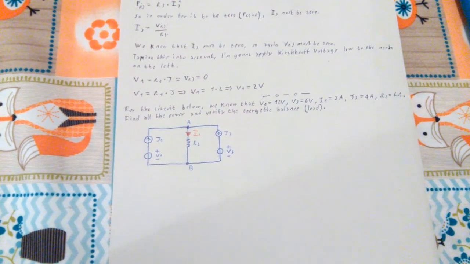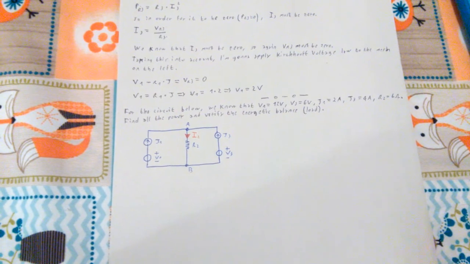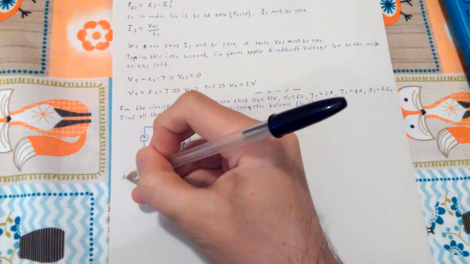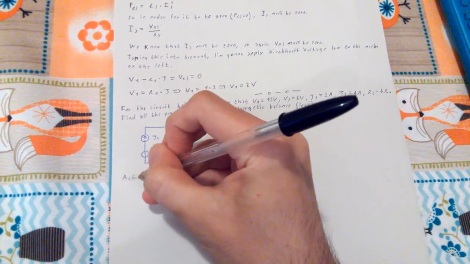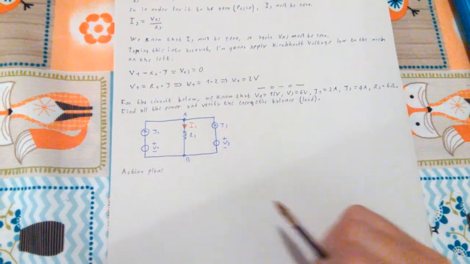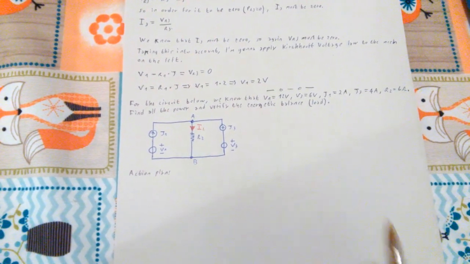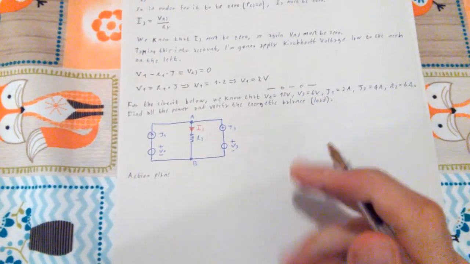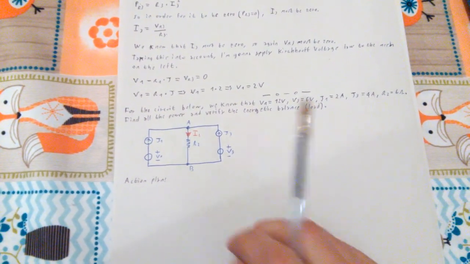First thing first, we should write our action plan. Like when you go to war. Yeah, we are in war. This is a war against circuit. No, I'm just joking. Anyway, our action plan.